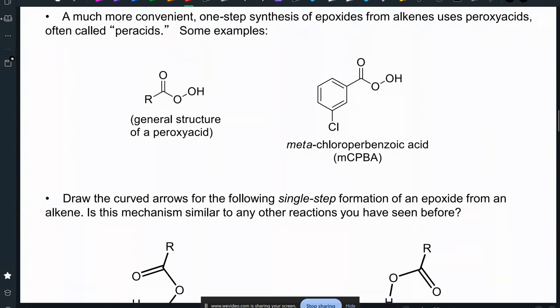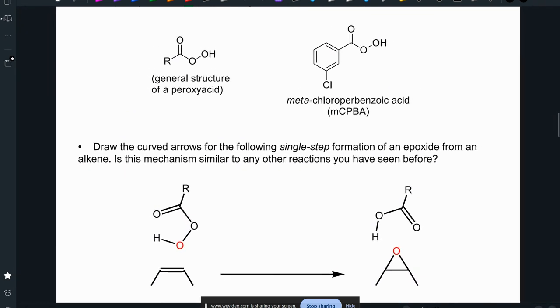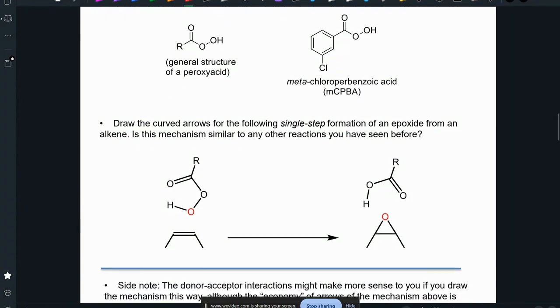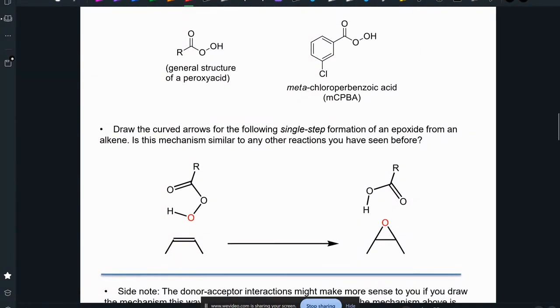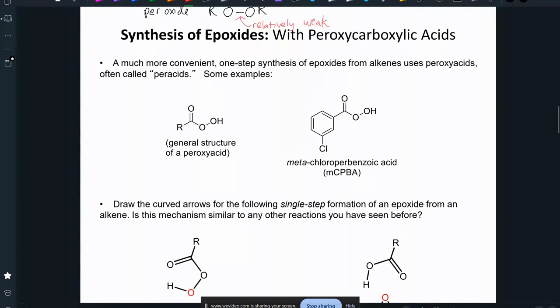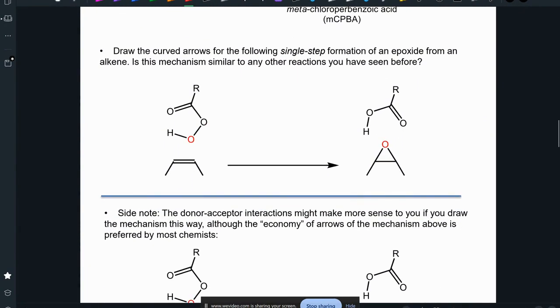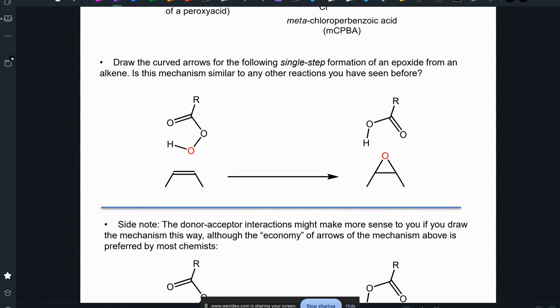And it's going to take advantage of that O-O bond to add an oxygen to an alkene. Okay, so these are used to convert alkenes into epoxides. Notice here, I start with an alkene, I end with an epoxide.